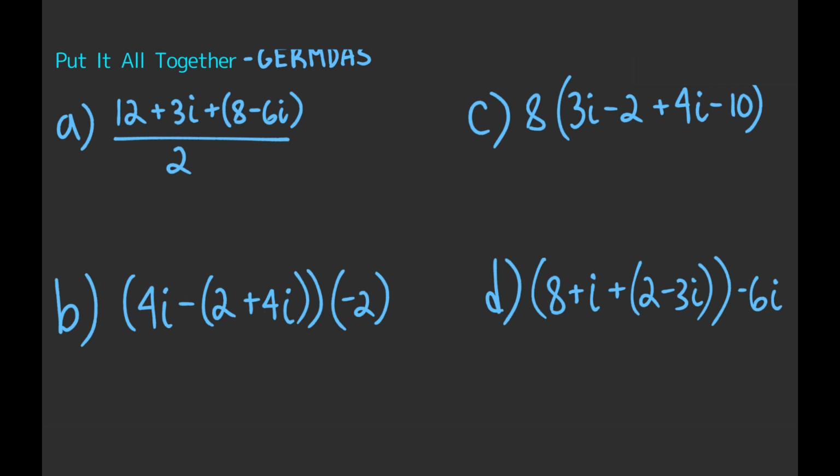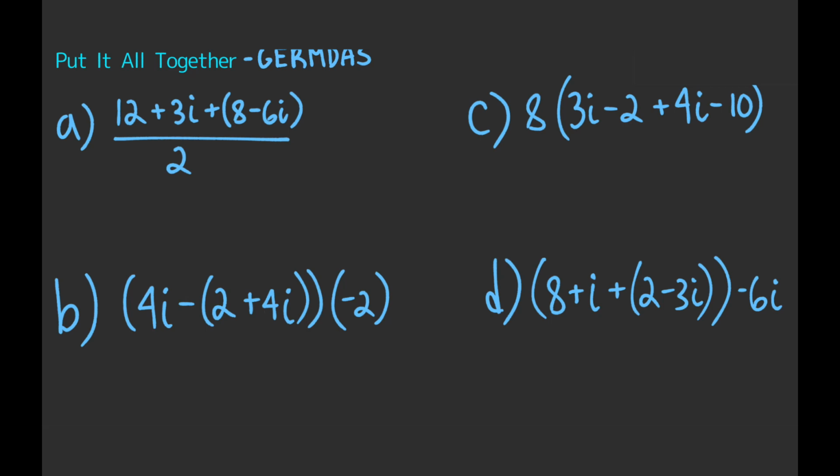Alright, so now we're going to put everything we learned together, and we're going to do this by using GEMDAS, which is order of operations, and you might recognize this as PEMDAS or PERMDAS or something like that. In general, it's telling us that we should do the numbers in the grouping first, then multiplication and division from left to right, and addition and subtraction from left to right.